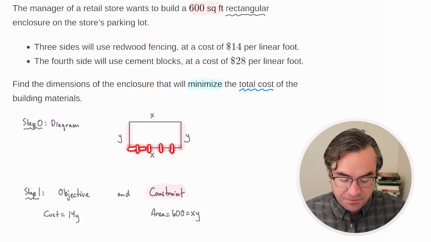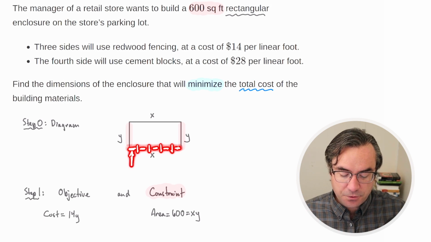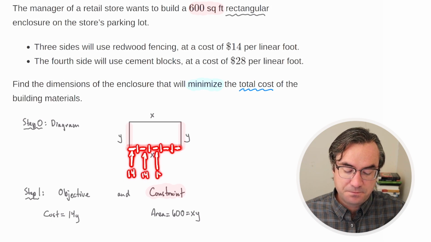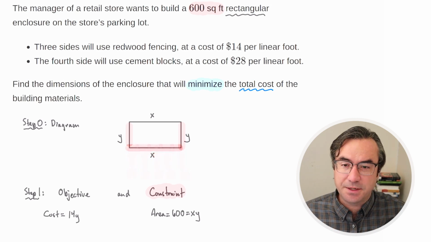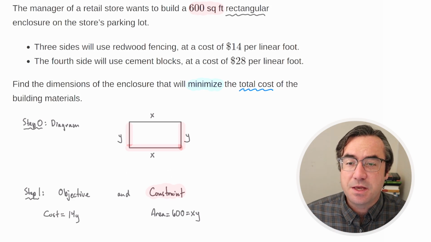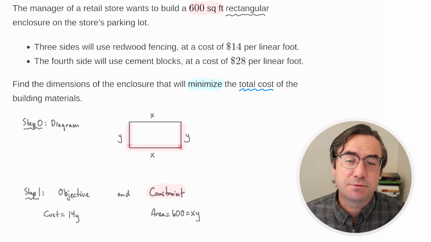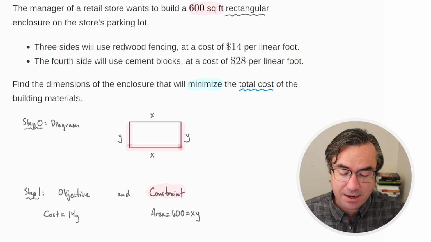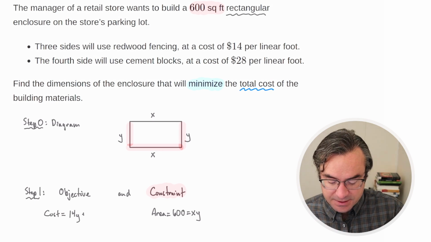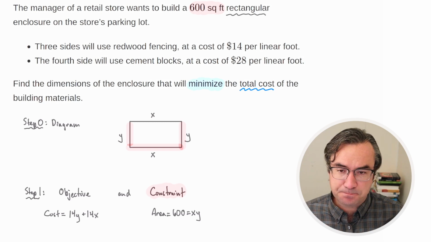So that's giving us 5 feet here of length. Well, each of those is going to cost $14. That's what the per linear foot means. So if x was 5, it would be 5 times 14. But we don't know what x is yet. We've got to figure that out. So the cost of that side is going to be 14 times x.